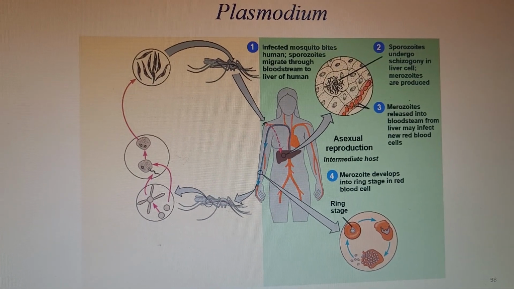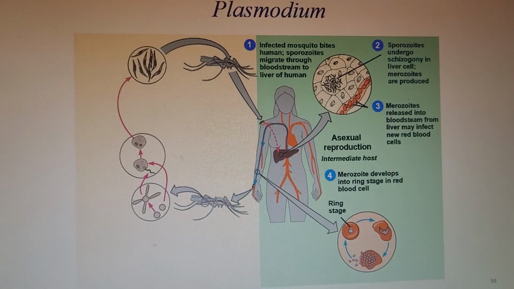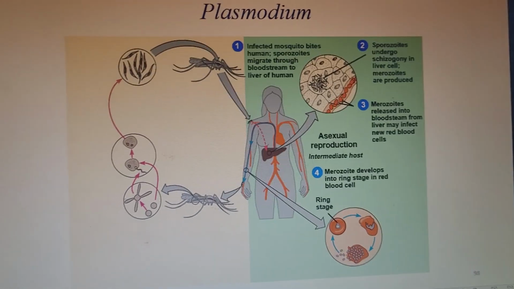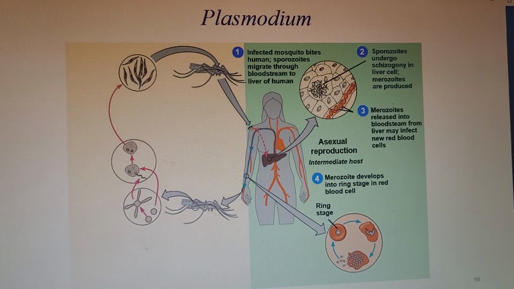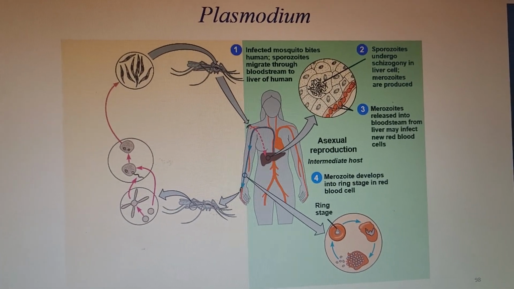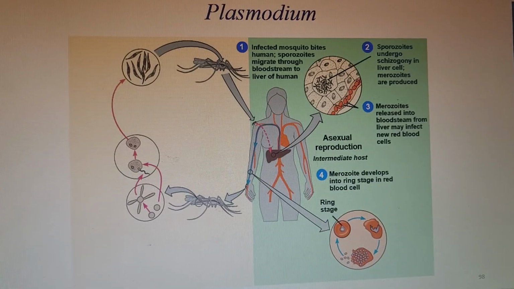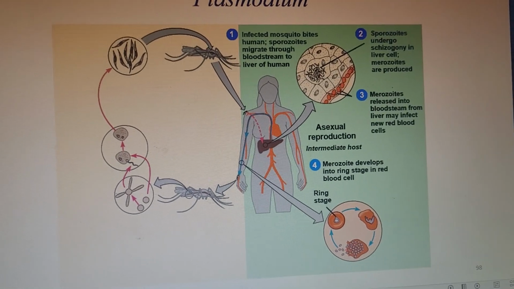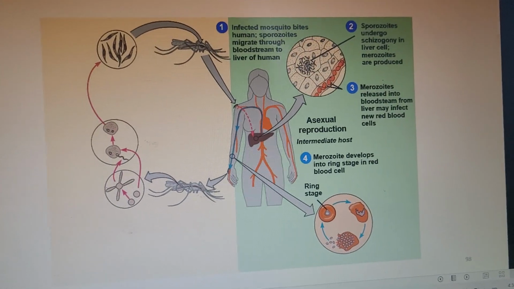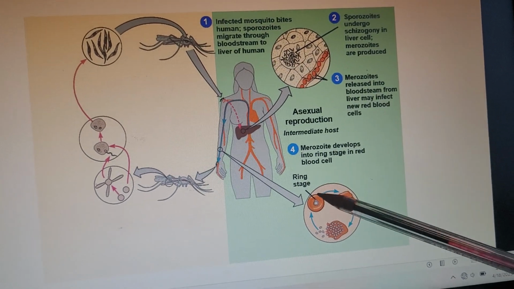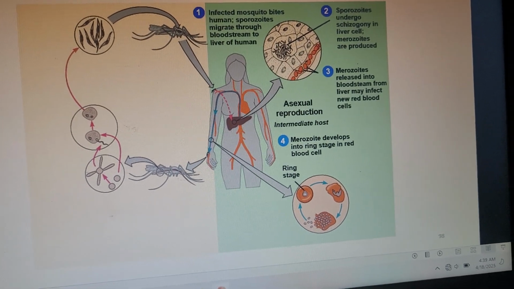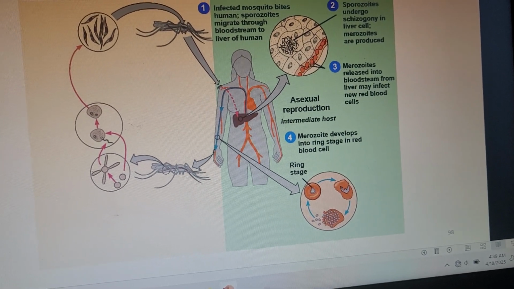We are taking the case where all the merozoites, for example in the case of Plasmodium falciparum, infect just the red blood cells. So all the merozoites will develop into a ring stage in red blood cells, and you can see the ring stage is what we're talking about. We move to the next.